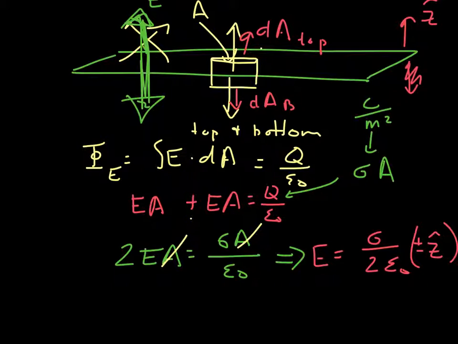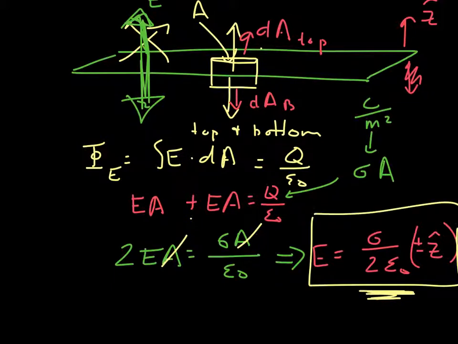The neatest part about this planar example is that it winds up being a constant. No dependence on distance, no dependence on L. The electric field from a plane, no matter how far you are away, stays the exact same.